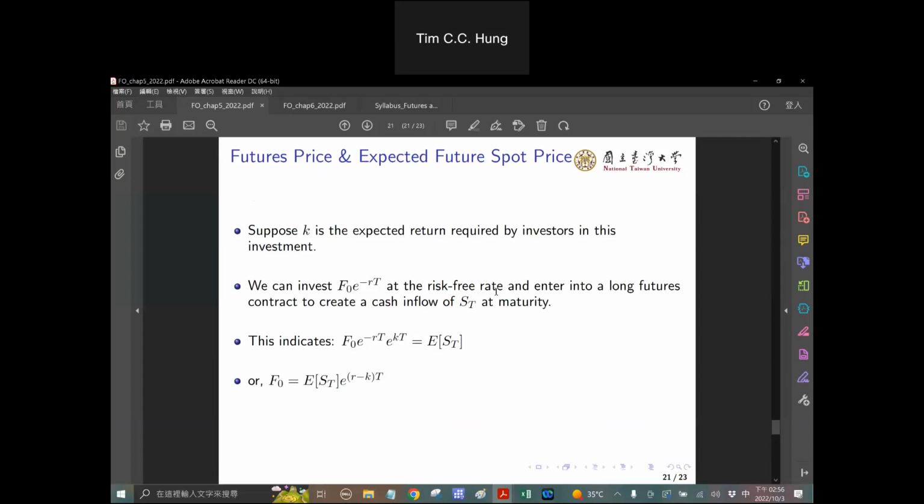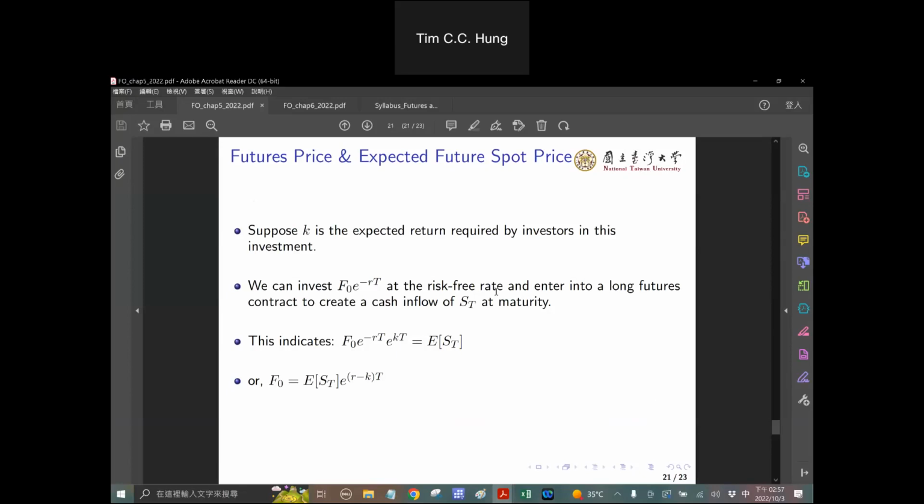It turns out that, yes, there is some relationship, and here we're going to discuss what that relationship is. You should know that this is actually an asset-specific idea. Different assets could have different relationships between their futures price and expected future spot price. So what are we going to see? The way we deal with it is that we are going to assume a parameter called K. This K is the expected return required by the investor for investing in such underlying assets.